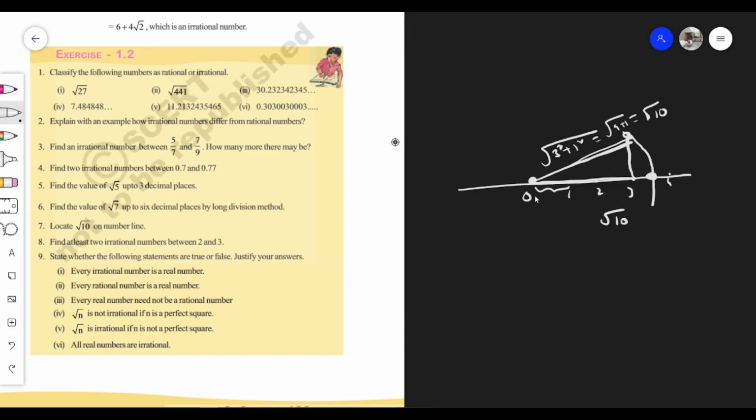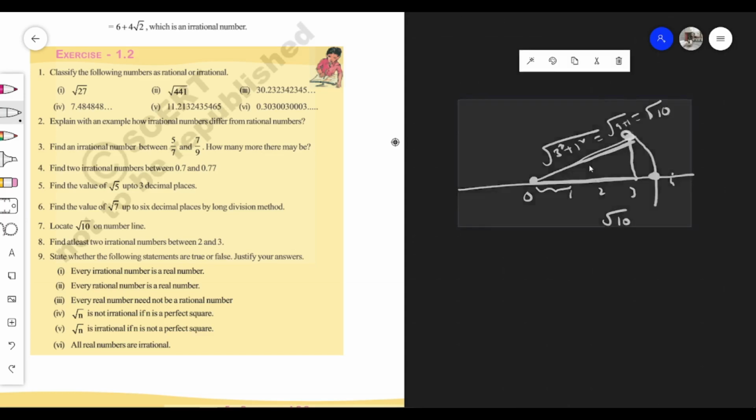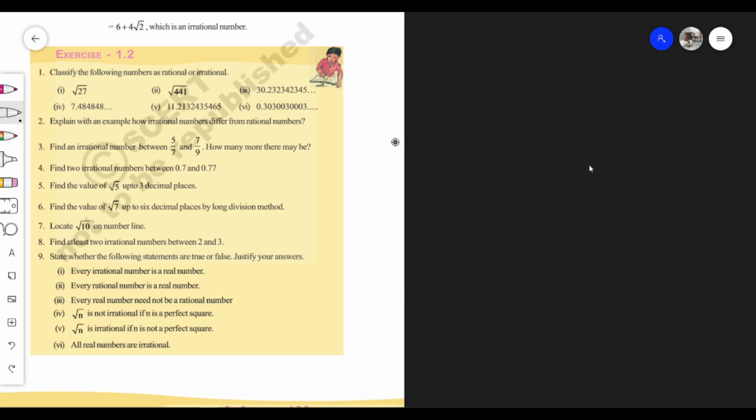And find 8th question. Find at least 2 irrational numbers between 2 and 3. Again the same kind of question that we have done in 4th and 3rd. So now find at least 2 irrational numbers between 2 and 3. If you take a couple of numbers and multiply them, and if you get 6, which is not a perfect square, and put it under square root, it is an irrational number between 2 and 3. Yes, clearly this value lies between 2 and 3.